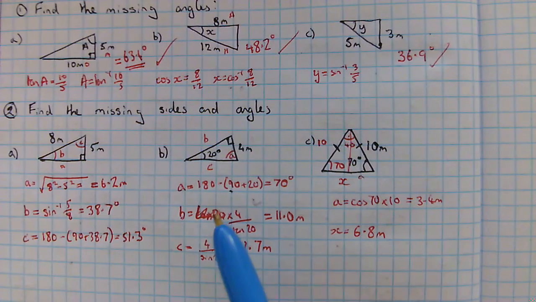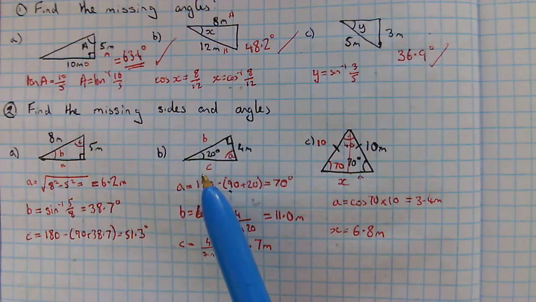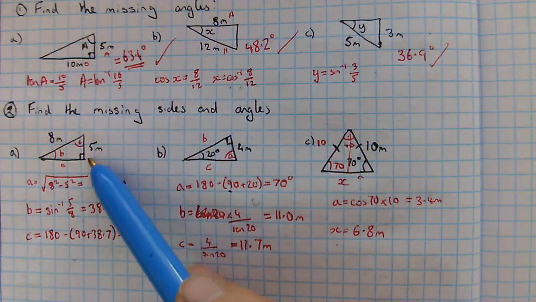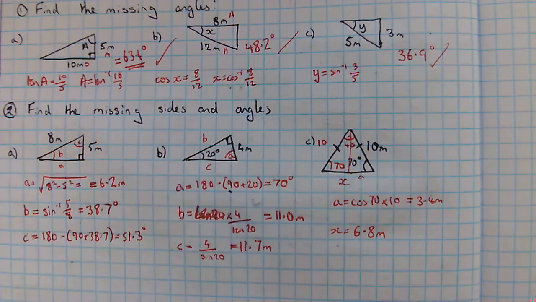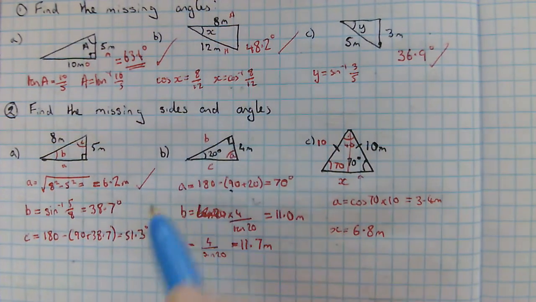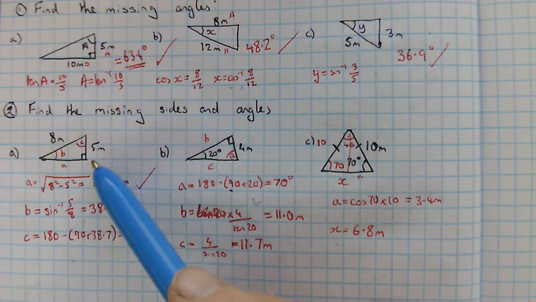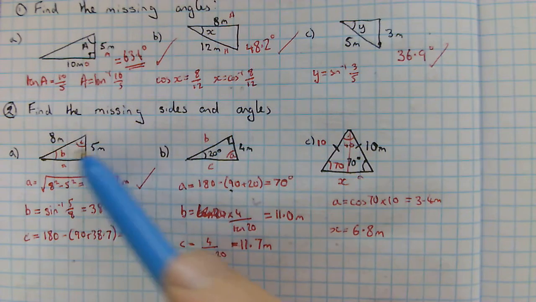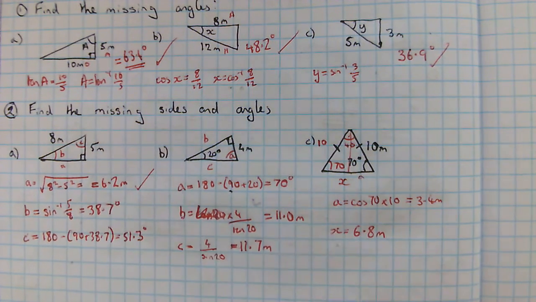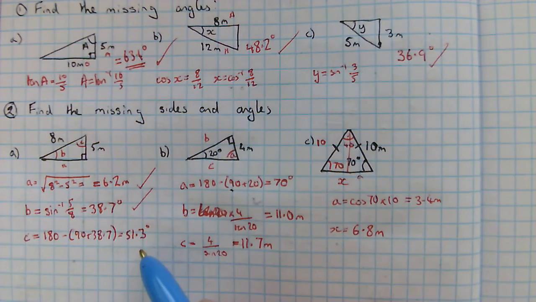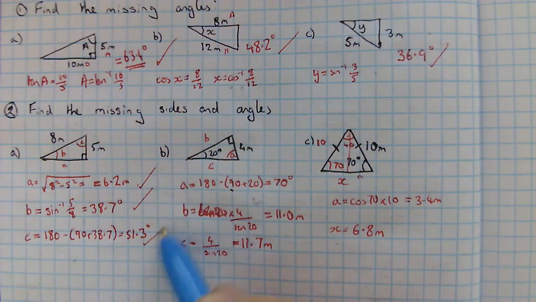Going to have a look at question 2 now. I used Pythagoras to find this missing side. 8 squared take away 5 squared gave me 6.2 meters. Give yourself a tick if you got that. I then used my opposite and hypotenuse, so inverse sine of 5 over 8 to find this angle B. That gave me 38.7 degrees. And then I used the angle sum of a triangle equals 180 degrees to give me 51.3 degrees here.